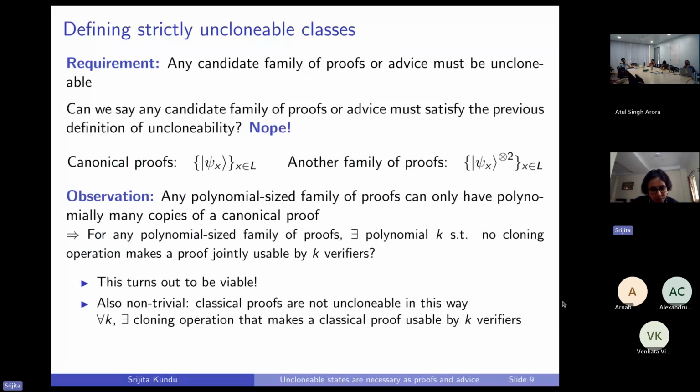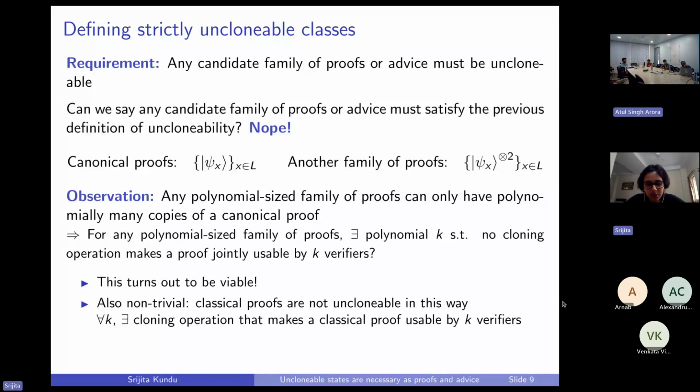This definition, in fact, is also non-trivial because classical proofs are not unclonable in this way. For a classical proof, for all k, there exists a cloning operation that makes a classical proof usable by k verifiers. Whereas the definition we are going for is that there exists some k such that no cloning operation should be able to make the proof jointly usable by k verifiers.